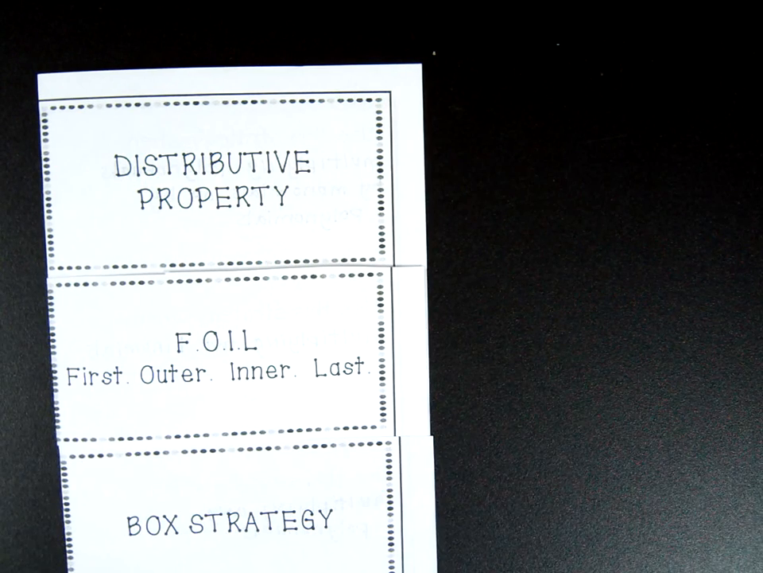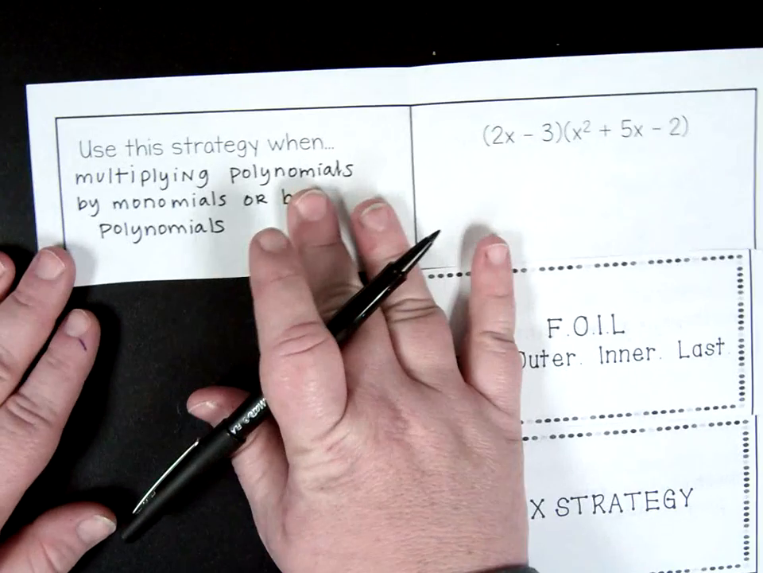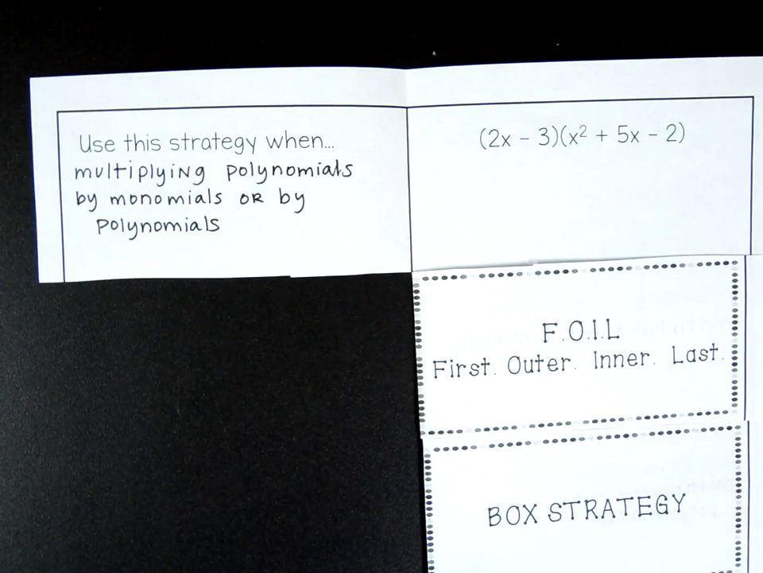All right, so today we're going to talk about different ways to multiply polynomials. The first way that we're going to talk about is the distributive property. So let's open up this part of the foldable and let's write this part down. It says use this strategy when multiplying polynomials by either monomials or by other polynomials.